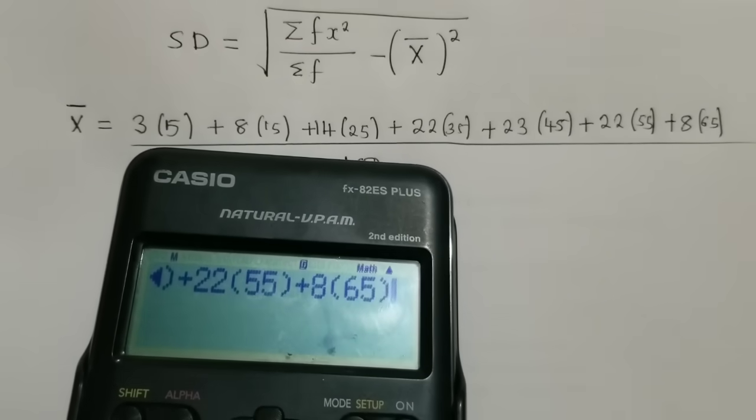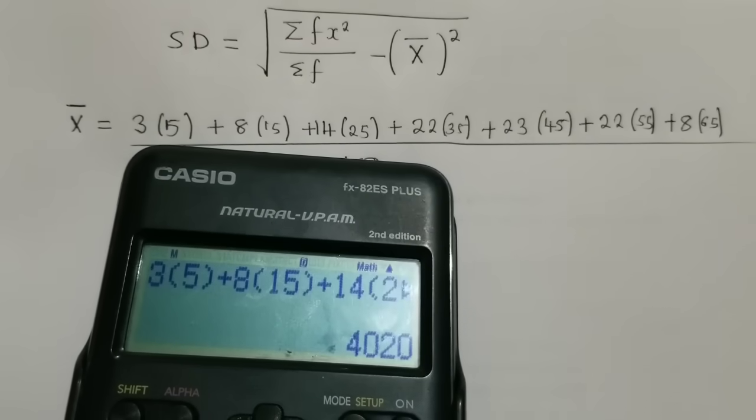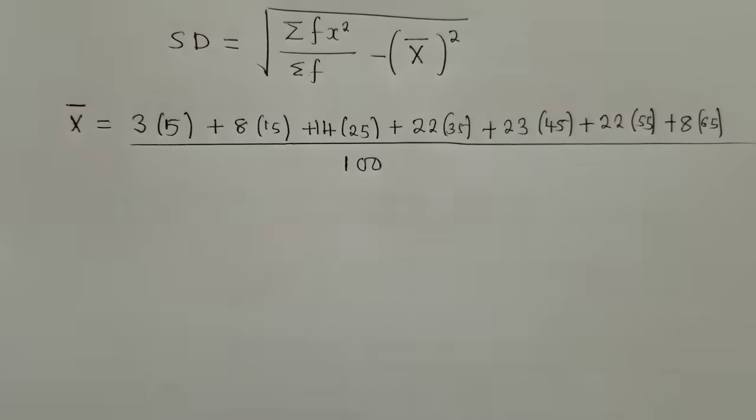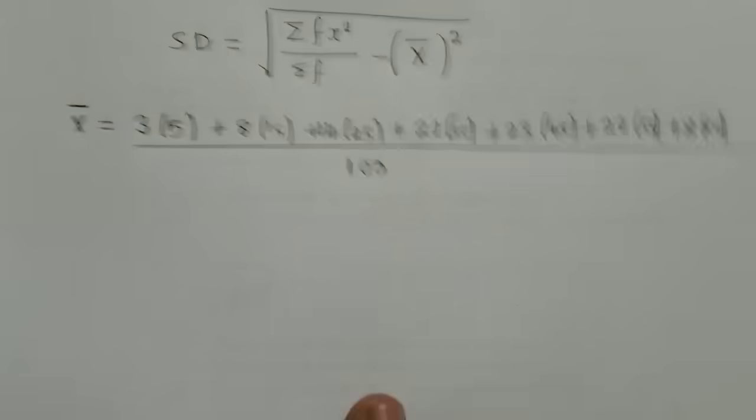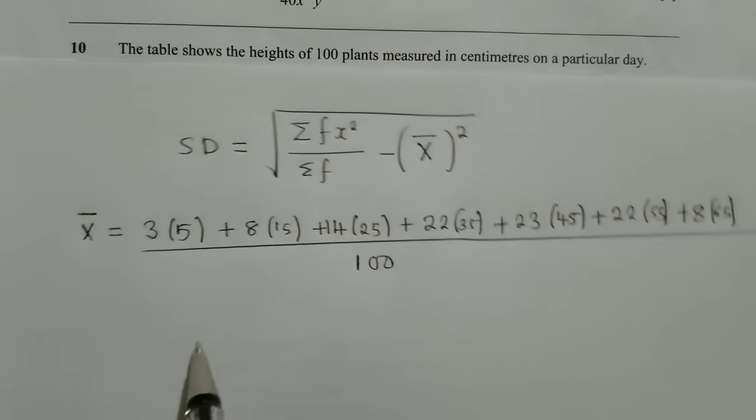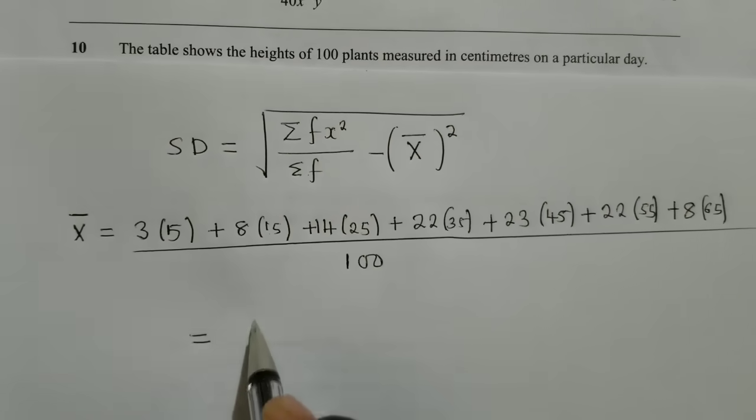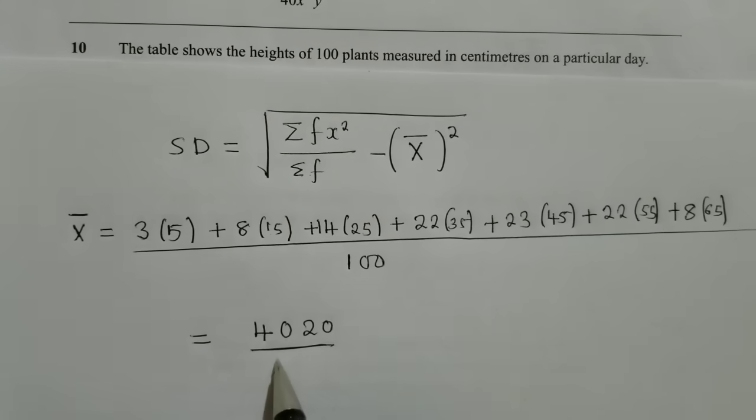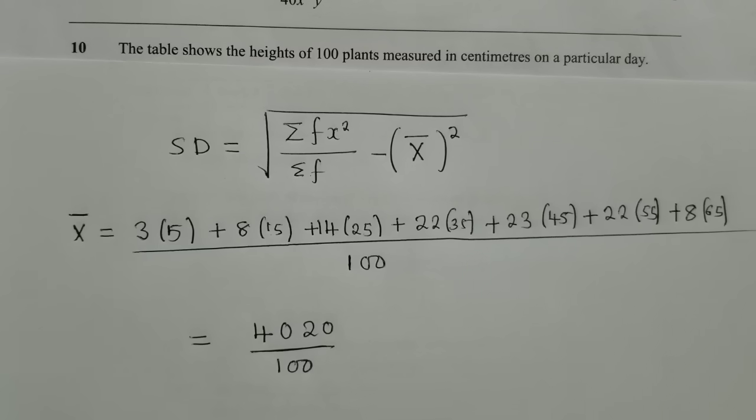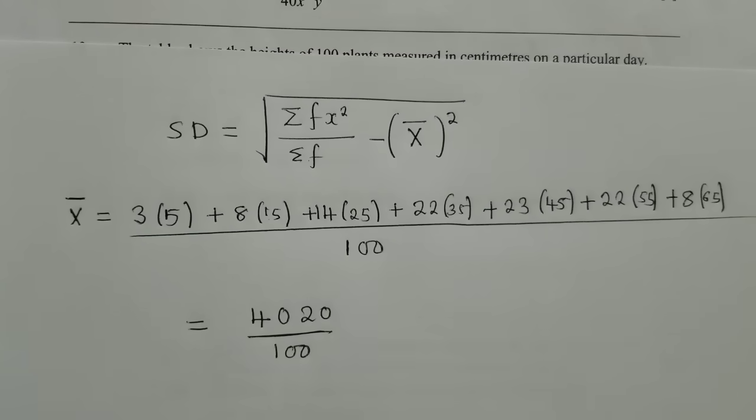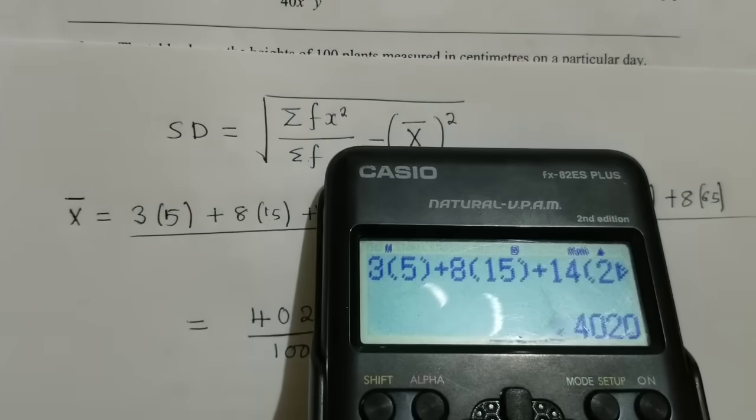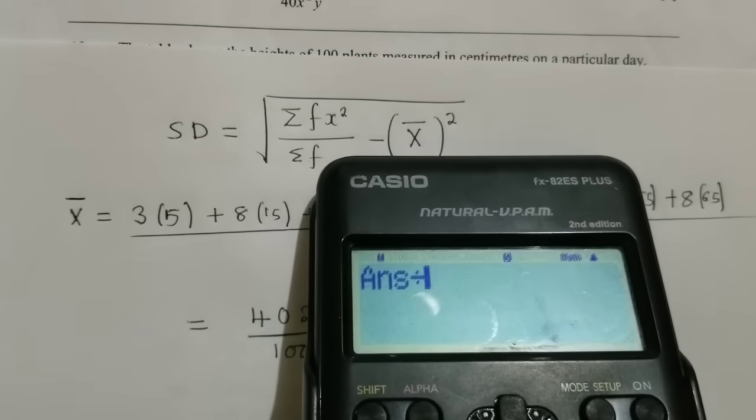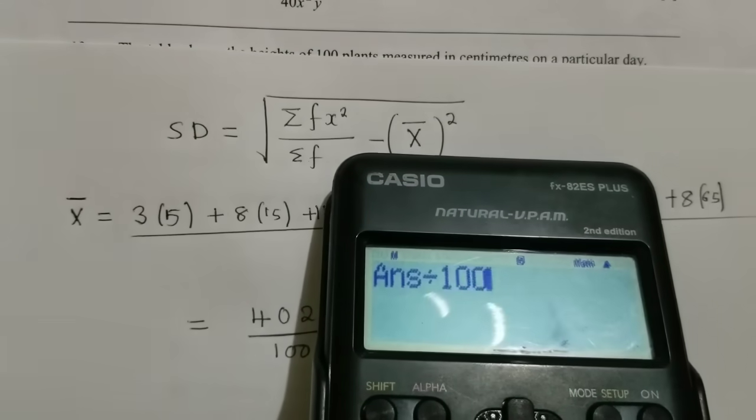Just like that. You just punch those numbers and you're getting a 4020. So you just say equal to. 4020. You divide it by 100. Okay? So when we divide, so the same answer, we don't want to waste our time. You just say divide by 100.